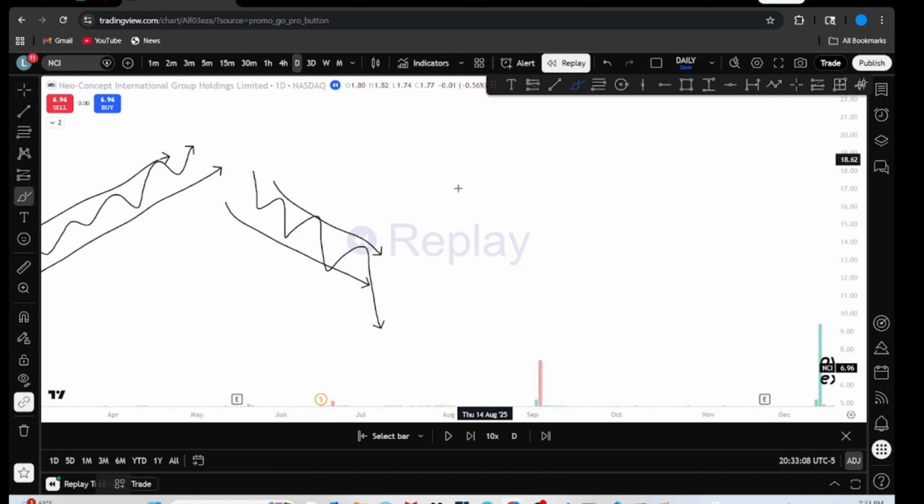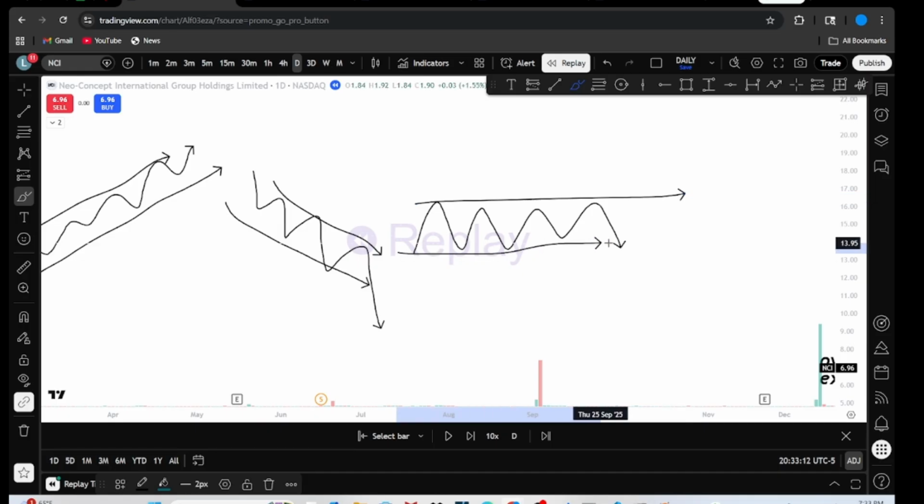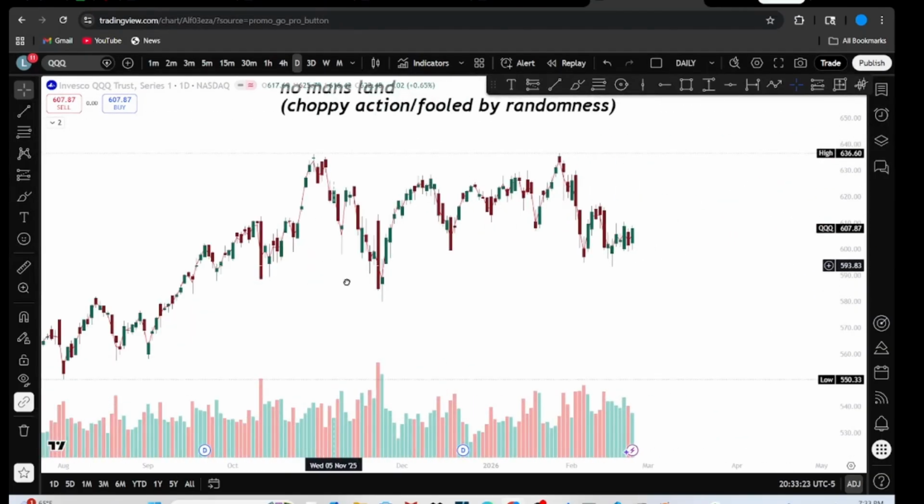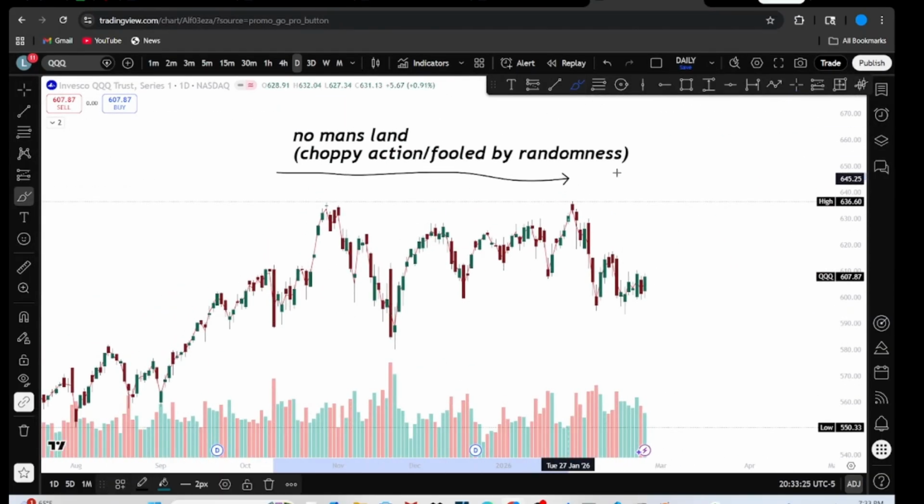From there, I would say we have choppy markets, which is no man's land. You do not want to be trading this. This is how you get fooled by randomness, thinking that your trades are actually doing something and you understand and you have edge, when in reality you do not. Very similar to the NASDAQ currently. This is no man's land, just choppy action, and this is how you get fooled by randomness, right?